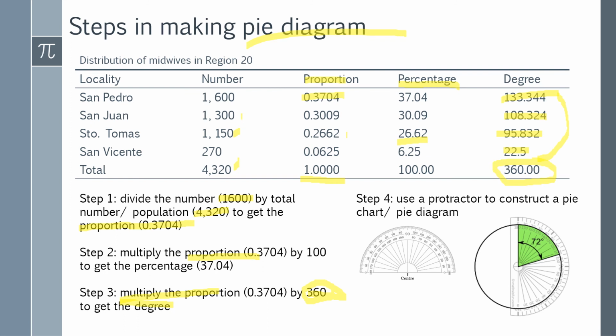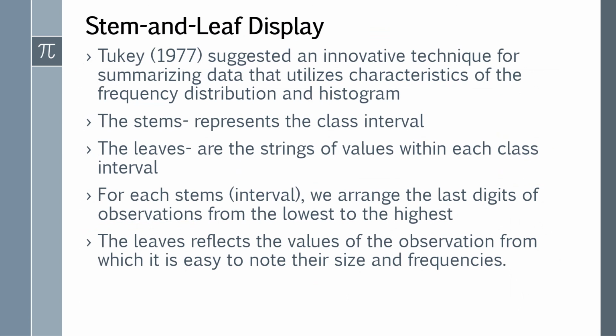Step number 4 is, ayun, please don't forget your protractor. Okay? Step number 4 is to use a protractor in labeling or in constructing a pie chart or your pie diagram. So just draw first a circle and then locate each point, no? Locate each point or each degree that corresponds to your computed degree per locality. So yan yung paggawa natin ng pie chart or your pie diagram. I think this is the last.